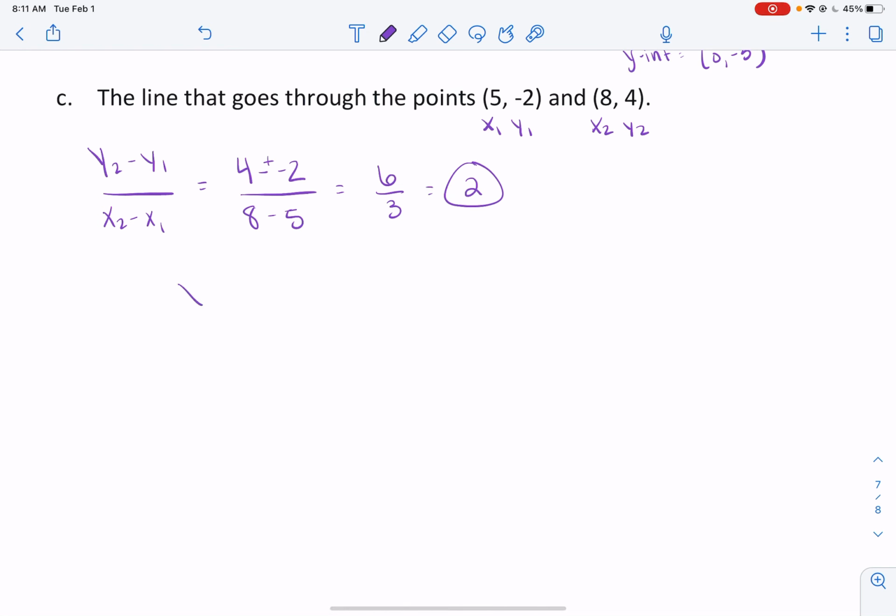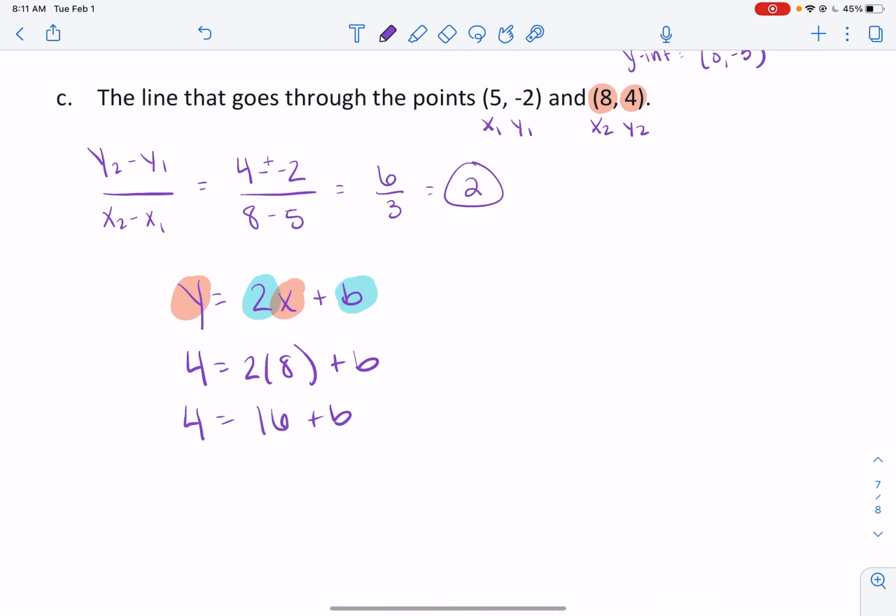So what we have so far is y equals 2x plus b. Well, we need a slope and a b. So take one of these points. Let's do 4 and 8 because they're both positives. So I'm going to plug those in for here. So we have 4 equals 2 times 8 plus b. 4 equals 16 plus b, minus 16. So negative 12 equals b.